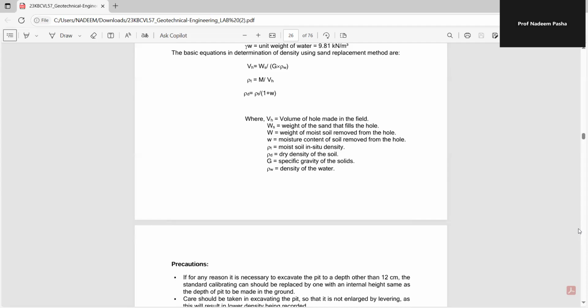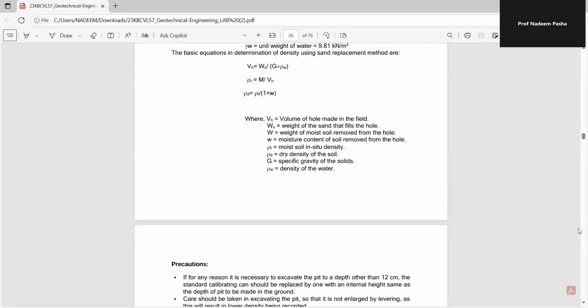So your rho D is equal to rho T divided by 1 plus w, where VH is the volume of the hole, W is the weight of the sand that fills the hole, w is the moisture content of the soil removed from the hole, rho D is the dry density of the soil, G is the specific gravity of the solids, and rho W is the density of water.